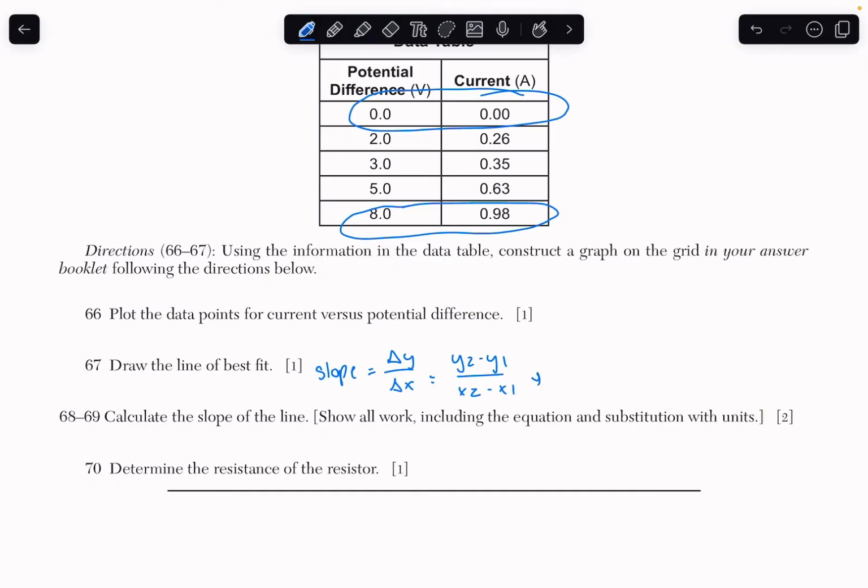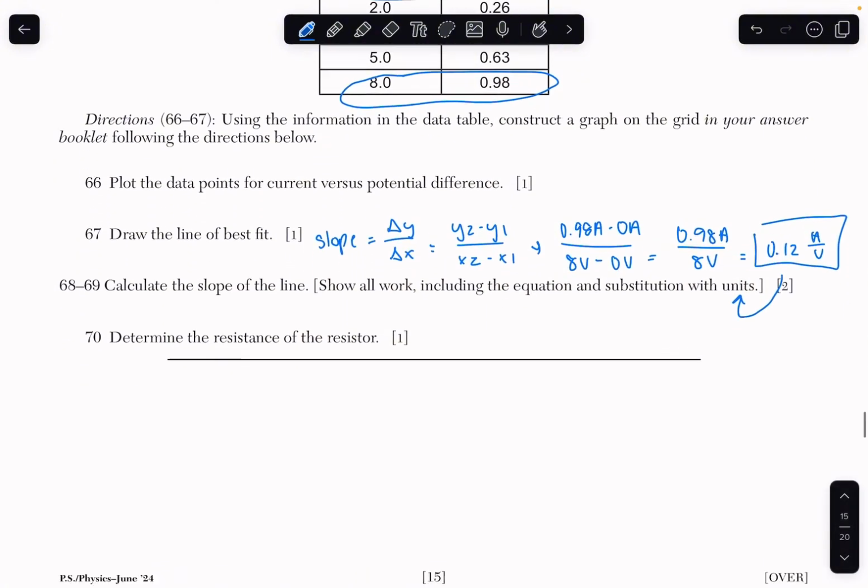So our y-axis is current, and our x-axis is potential difference. So 0.98 amps minus 0 amps over 8 volts minus 0 volts, which is just 0.98 amps over 8 volts, which equals 0.12 amps over volts. That's our answer. Now, 70.